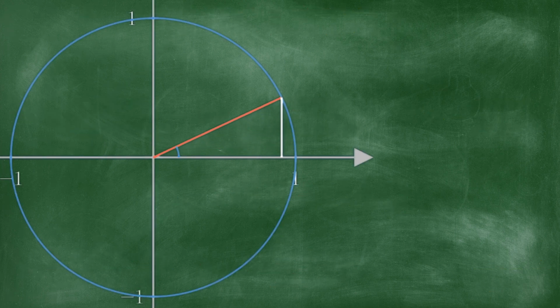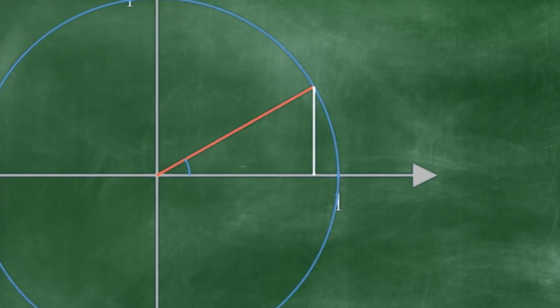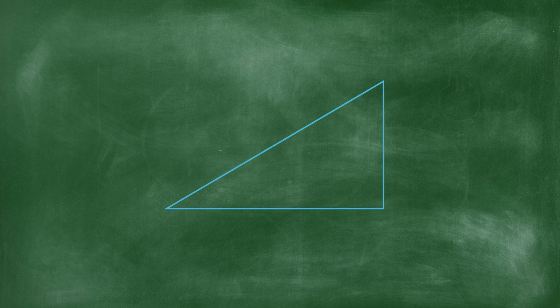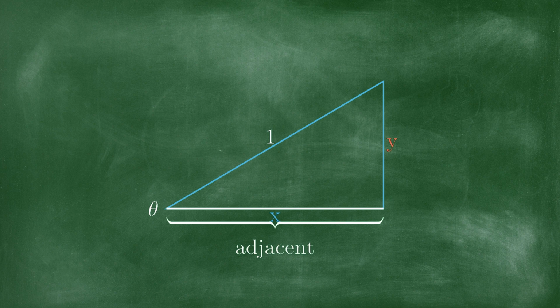Suppose we take this right triangle from a unit circle. The horizontal part is our x, the vertical part is our y, and the longest part is our radius, which is 1. If this one is our angle theta, our x becomes the adjacent side, y becomes the opposite side, and the radius becomes the hypotenuse.